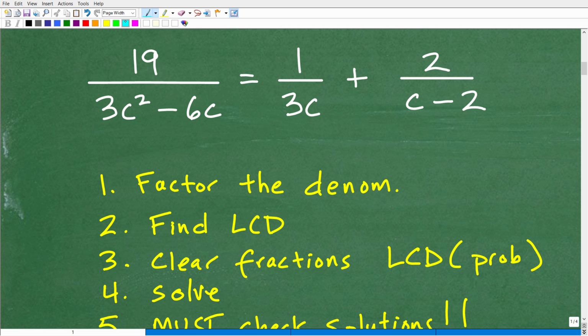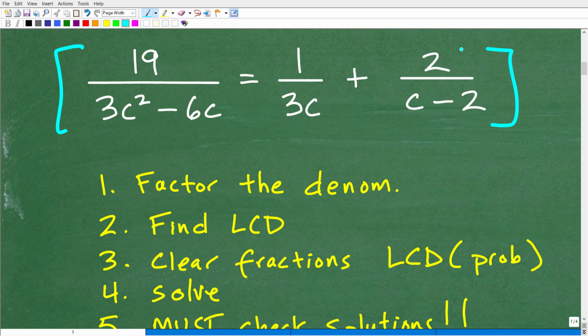But let's go ahead and just talk about, in general terms, how we solve a rational equation. And this is really critically important for those of you out there that are in first year algebra, second year algebra. This is an absolute critical skill. Now, there's a couple different ways here that we can solve this problem, okay? So we have two fractions here.